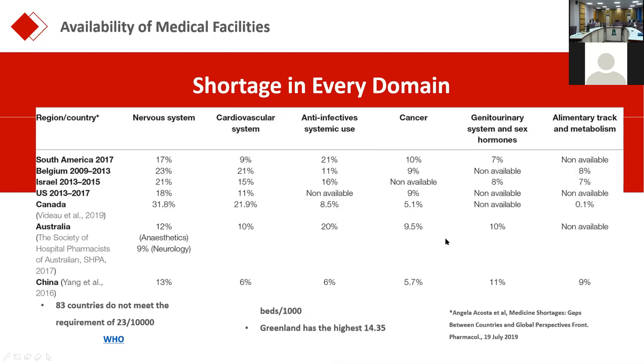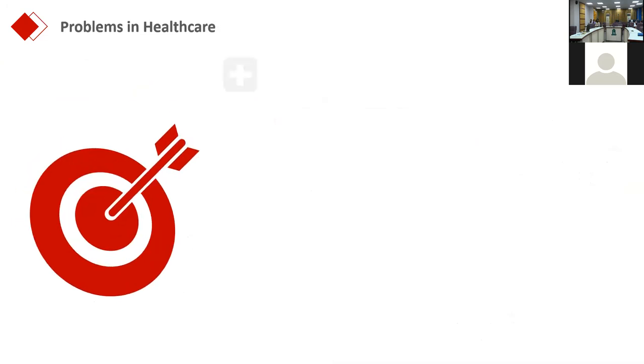You have Australia, again, there's availability in one category, and Canada, there's no availability in one category, and shortage in almost all other ones. So, even shortage in some of them, at least. What do we do? How do we resolve these problems? And what are these problems exactly?